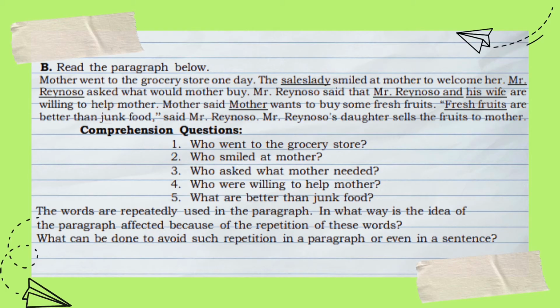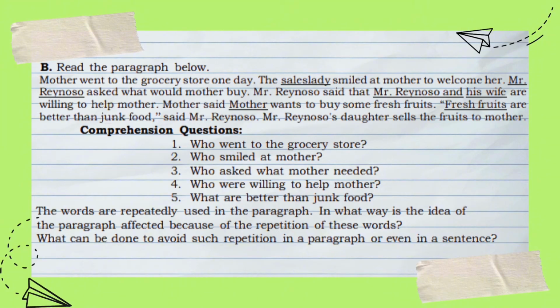Now, who went to the grocery store? So it is mother. Alright, and who smiled to mother? It is the sales lady. So who asked what mother needed? So it is Mr. Reynoso. So who were willing to help mother? So it is Mr. Reynoso and his wife. And what are better than junk foods? It is fresh fruits. Now, the words are repeatedly used in a paragraph.